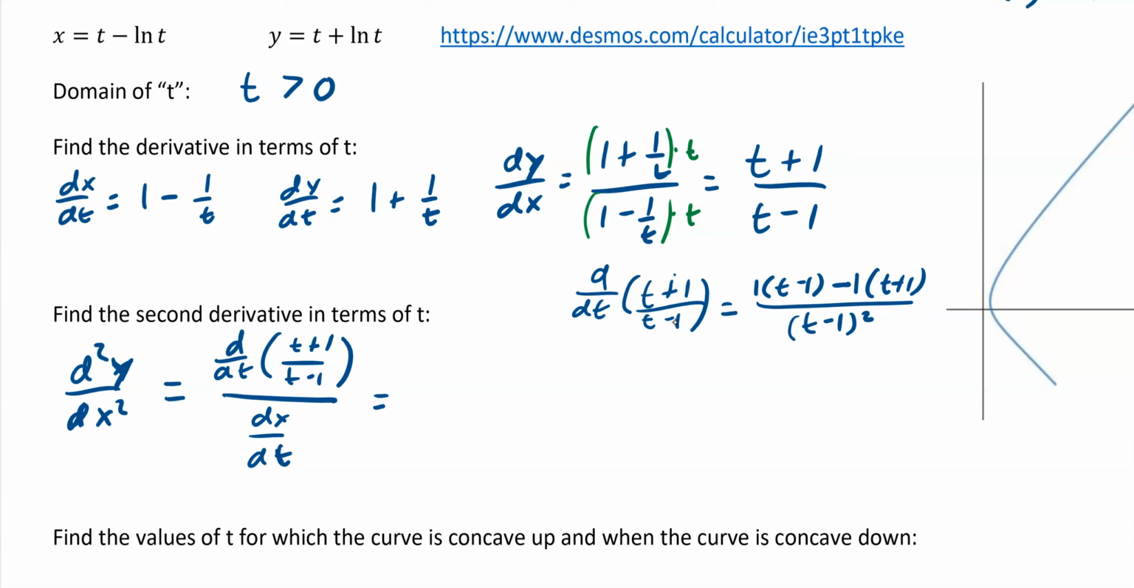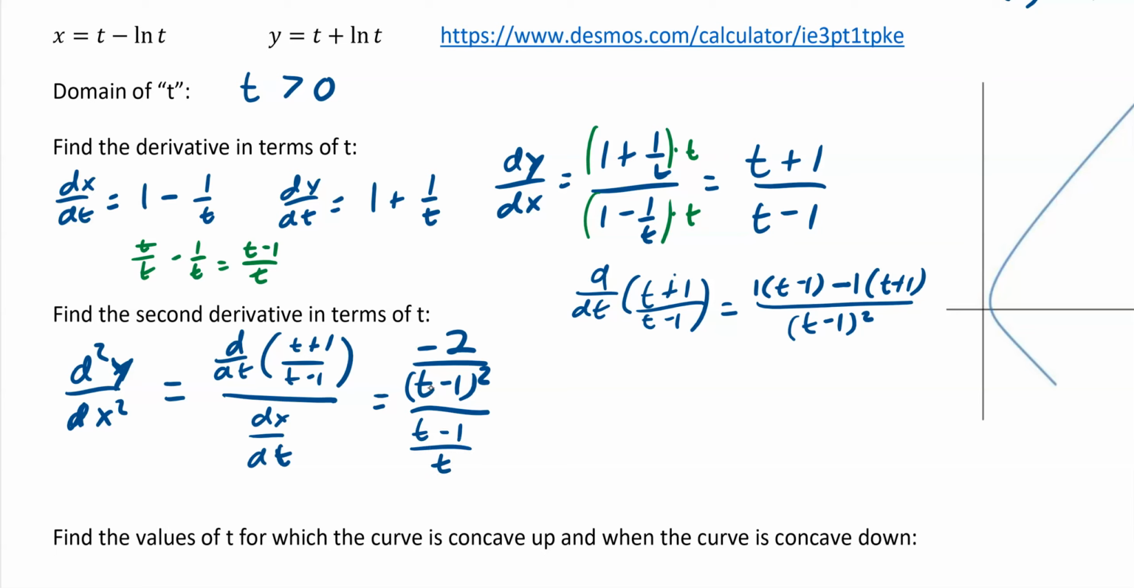So we end up with t minus t, which is gone, and then negative 1 minus 1, which is negative 2. So negative 2 over (t − 1) squared. And then dx/dt is 1 minus 1/t. Well, I want it to look the same way as this. So what we're going to do is a little modifying. We're going to make this a t over t, and we're going to put it back together. So this would be (t − 1)/t. You can see why I'm doing this now.